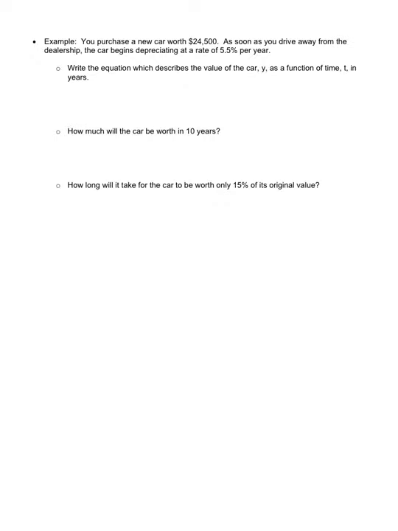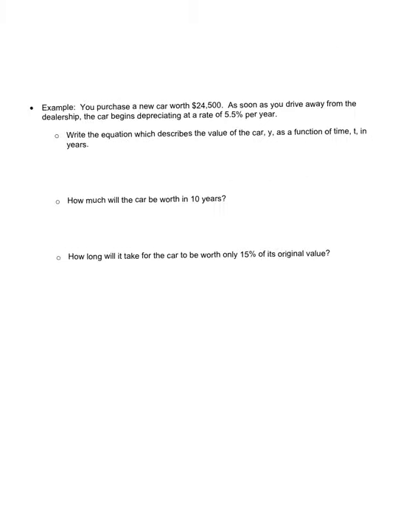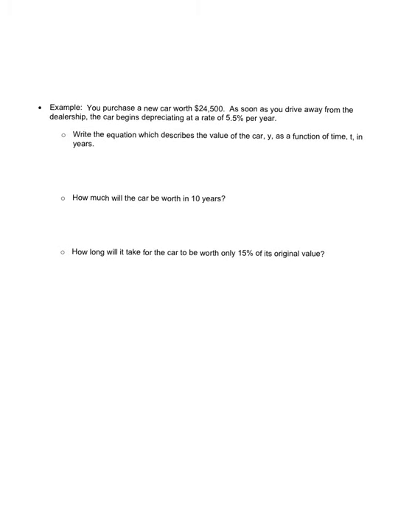So let's look at this example. So we're purchasing a new car. It's crooked. And our new car is worth $24,500. So that's telling me C, because the initial amount that I purchased it for was $24,500. As soon as you drive away from the dealership, the car is going to be depreciating. Depreciating means that we're going to be decaying at a rate of 5.5% per year. And this is giving me R. Okay? So I have my equation.